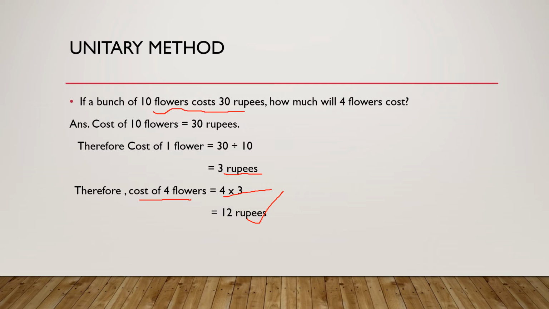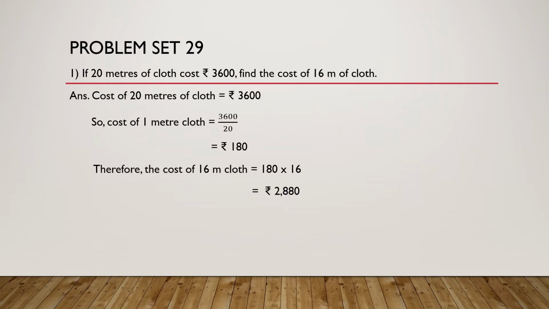I hope you all have understood these solved examples. So with this, we can now start solving the problem set. The first sum says, if 20 meters of cloth cost rupees 3,600, find the cost of 16 meters of cloth. So let's recap immediately what we need to do now.